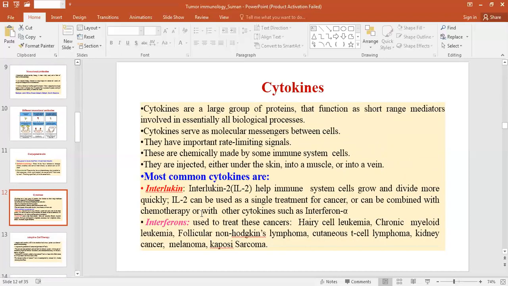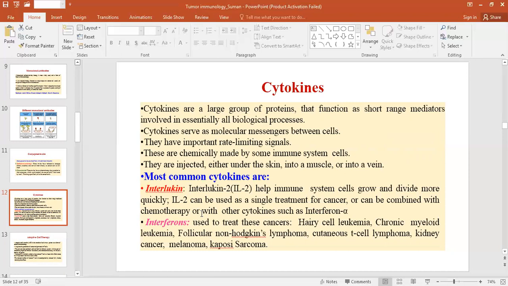Next are the cytokines. So cytokines are a large group of proteins. They are antigen non-specific molecules or immunotherapeutics that are boosting the immune system in a general way. They involve substances that stimulate production of cytokines. So these are proteins produced by the immune system to control immune cell development, function, and migration.